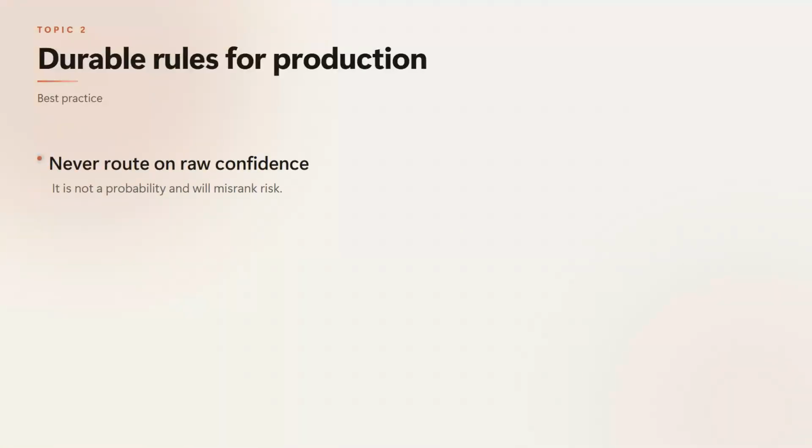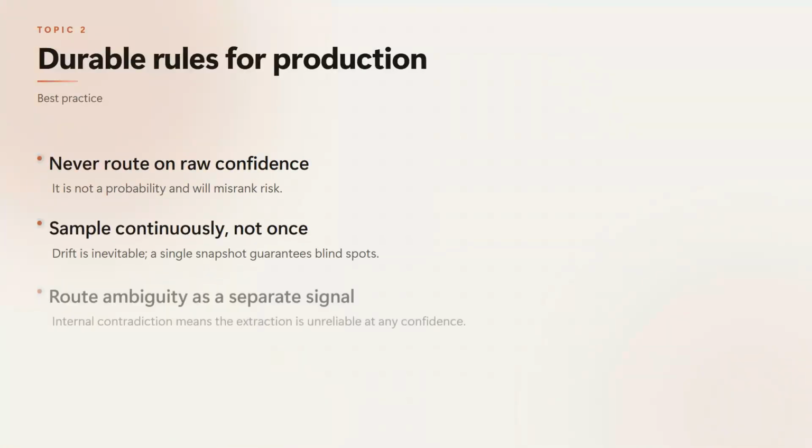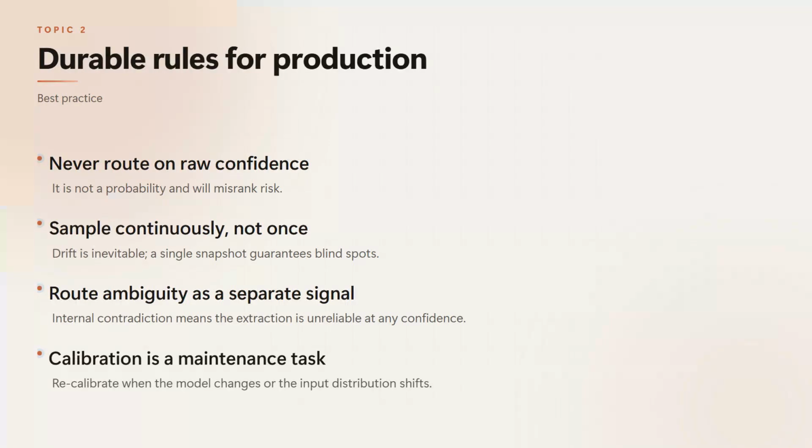The durable rule is, confidence scores are not probabilities until you prove they are, and you must keep proving it. Calibration is not a one-time setup, it is a maintenance task you repeat when the model updates or the data changes. Sampling is not a launch day checkbox, it is an ongoing measurement system. And ambiguity routing is not a nice-to-have, it is a separate signal that protects your pipeline from garbage in.